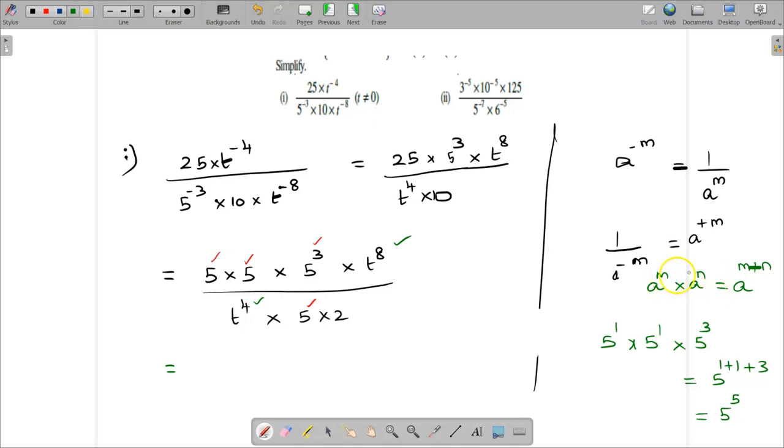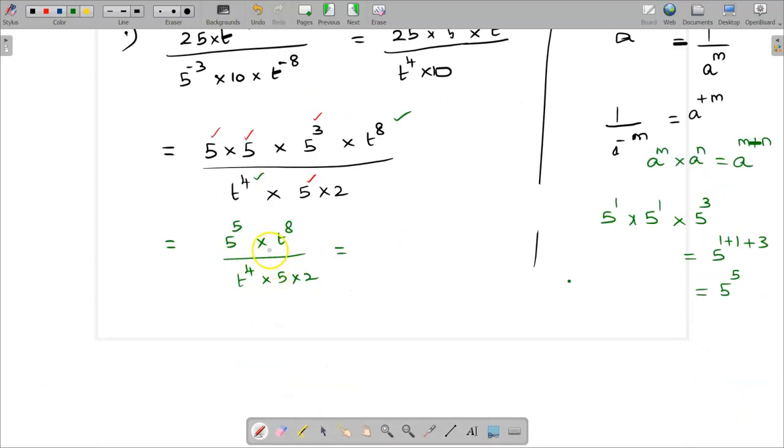If we have 2 terms, those powers I will add. If we have 3 terms, then all 3 powers I can add. So it is 5 power 5. 5 power 5 into t power 8 divided by t power 4 into 5 into 2. So now we can rewrite this term, so that the 5 terms can be combined and the t terms can be combined.